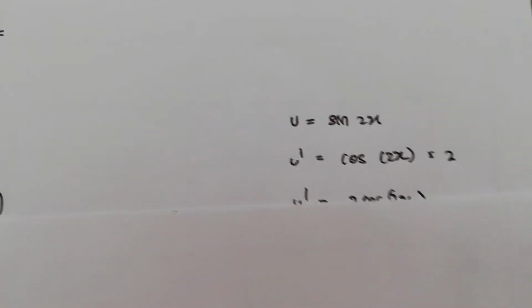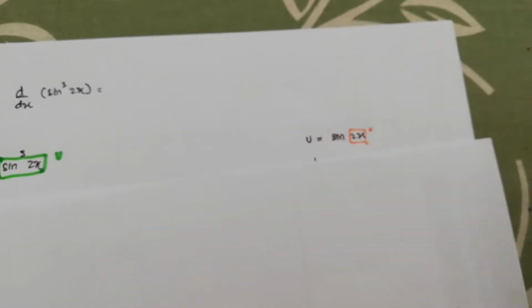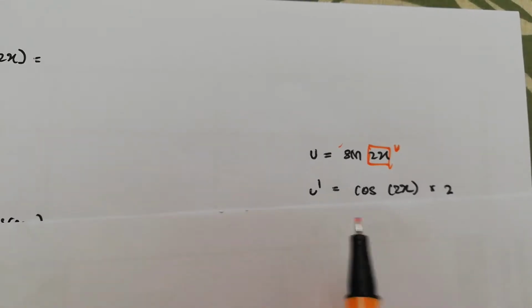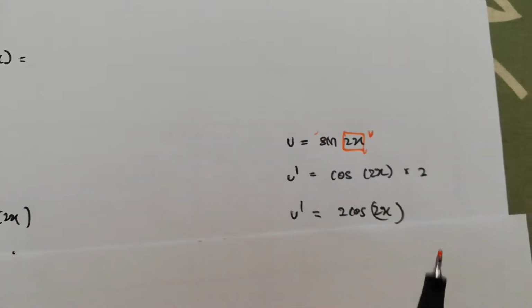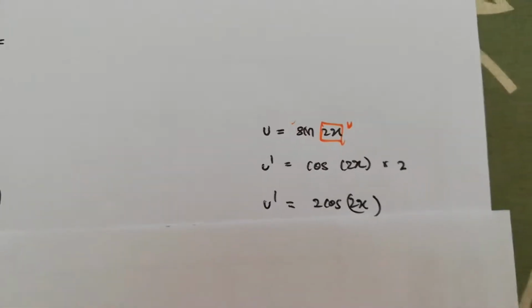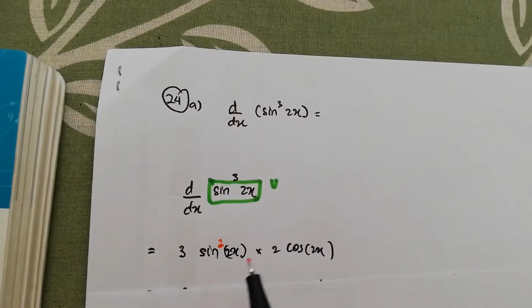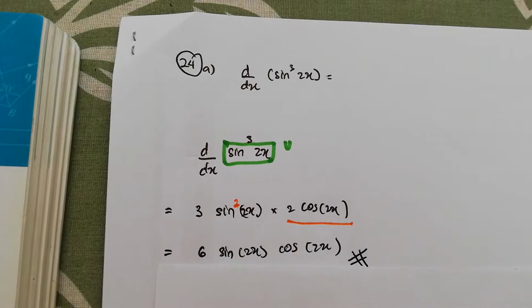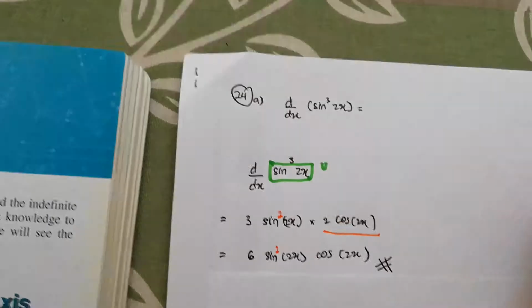So let's differentiate the u. U is sine 2x, so again there's another u within u. Differentiating sine, you get cosine, and then you multiply with the differentiation of 2x, which is 2. So the differentiation of u is 2 cosine 2x. Let's apply this: we take the differentiation of u and multiply with this. If we simplify, we get 6 sine squared 2x cosine 2x.